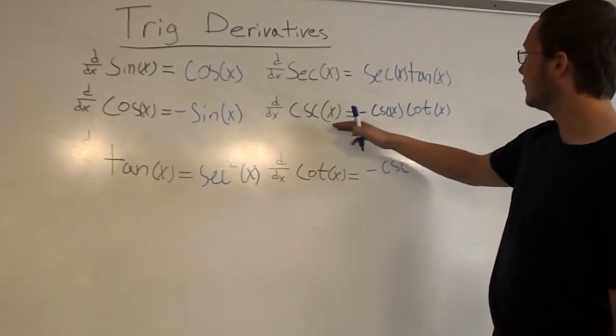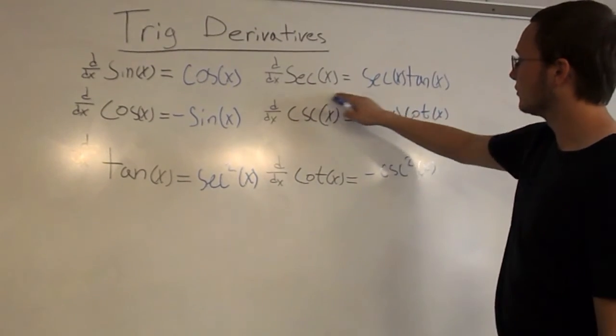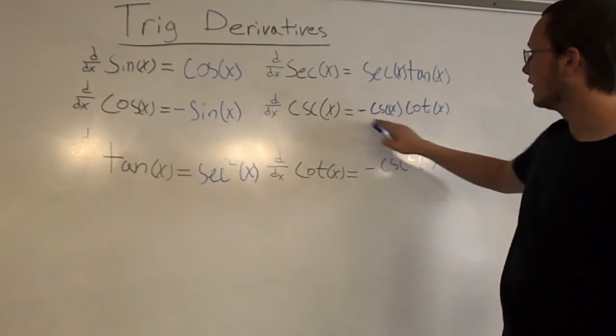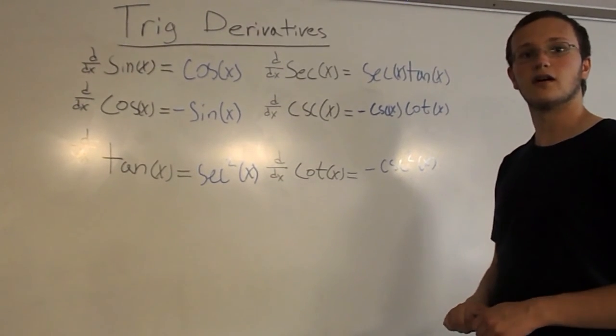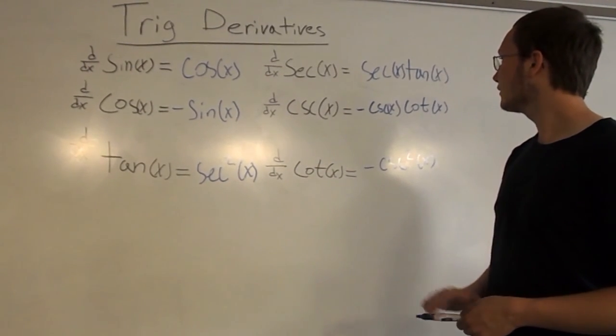The secant and cosecant is just take what you already have and add a tangent, or what you already have and add a cotangent. And that's all of the trigonometric functions.